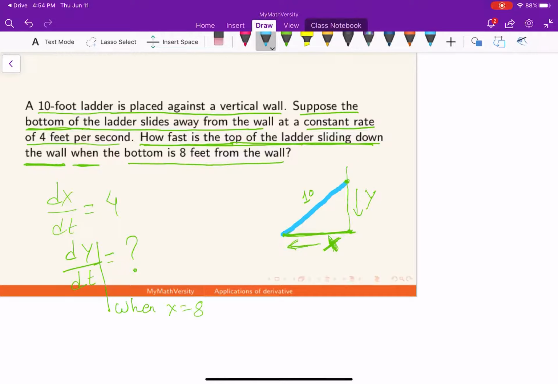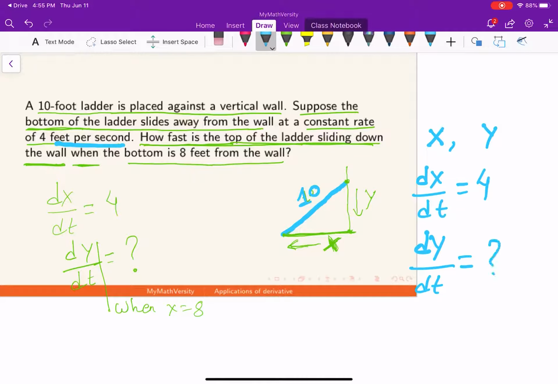So what did we obtain? We have two variables here, x and y, right? And we also know the length of the ladder, that is 10, which is over here, and that is fixed now. We are also given the derivative of x with respect to t, that is always 4 feet per second. So keep that in your mind, later on we need that, or you could write it down here. And what is our job? Our job is to find the derivative of y with respect to t, not always, only when x is equal to 8.